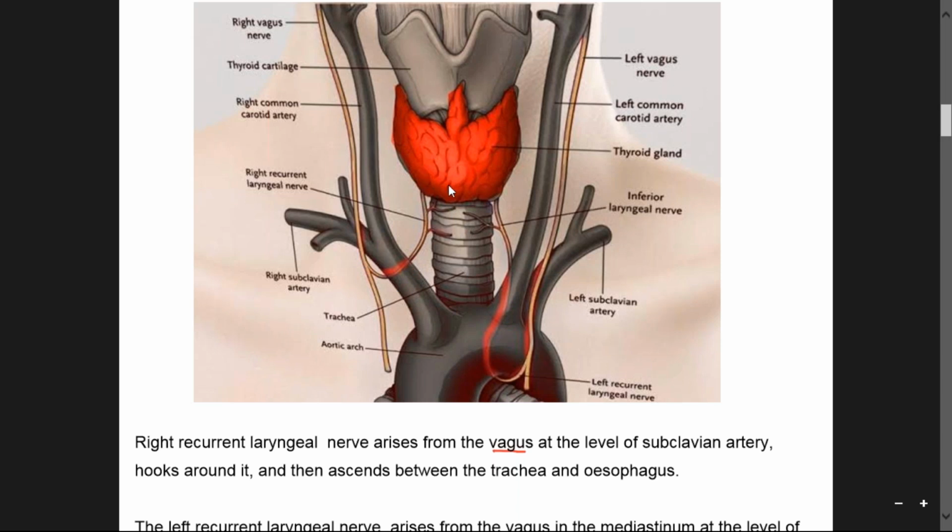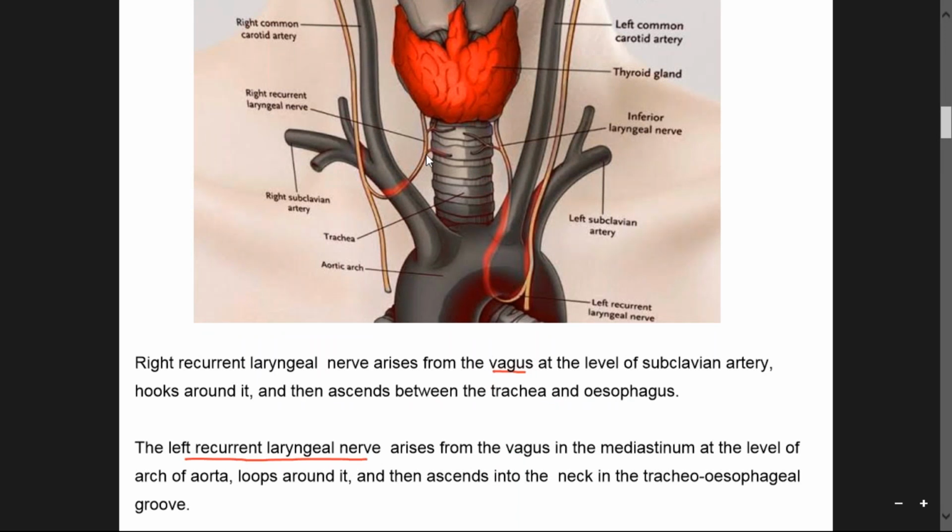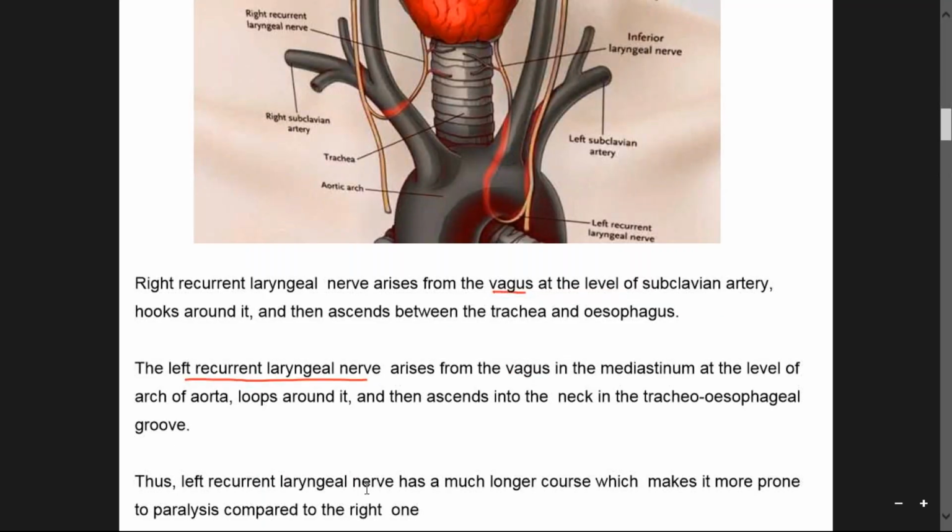So this is the trachea, and posterior to it will be the esophagus, which you can't see. The nerve lies laterally, so this is the tracheo-esophageal groove, and it is running in the tracheo-esophageal groove. Whereas the left recurrent nerve, you can see, arises from the vagus in the mediastinum at the level of the arch of the aorta and ascends into the neck in the tracheo-esophageal groove. It arises differently, but the course is similar. It ascends up in the tracheo-esophageal groove.